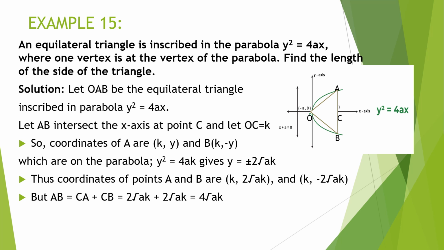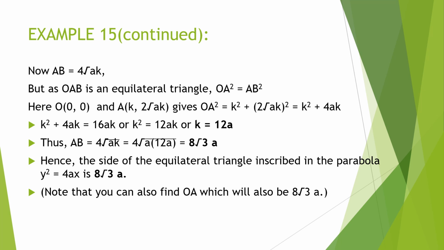Now from the diagram it is clear AB is CA plus CB. So what is CA? Distance of C from A, and what is CB? Distance of C from B. And from this it is clear that the distance means the y coordinate, which is 2 root ak. So AB is 2 root ak plus 2 root ak, which is 4 root ak. Now we have found AB is equal to 4 root ak.